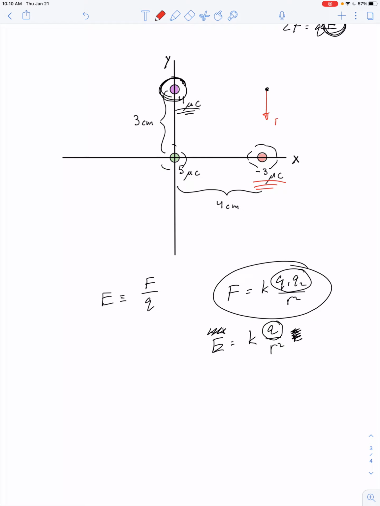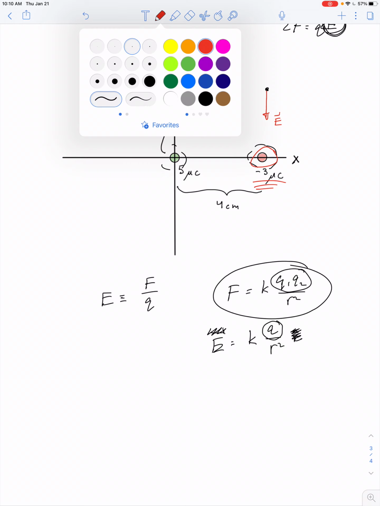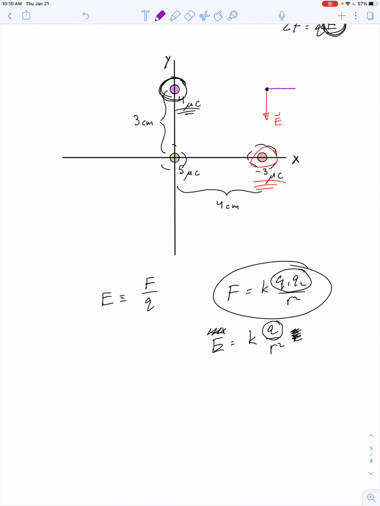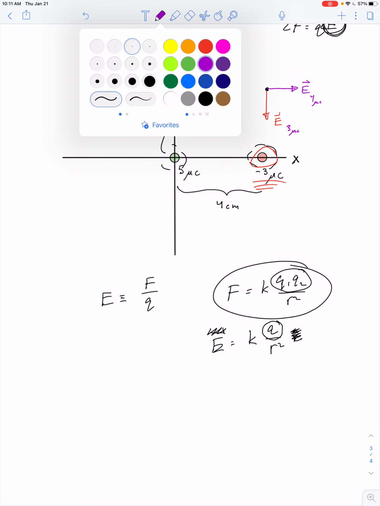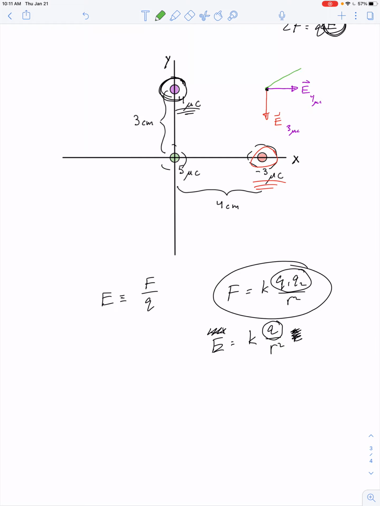Okay, so this is not a force, it's an electric field vector. And it's the electric field due to the 3 microcoulomb charge. There's another part of the electric field due to the 4 microcoulomb charge. And there's yet another electric field vector, I should say, due to the 5 microcoulomb charge. And this is 37 degrees, and I can find the value of each of these individually.